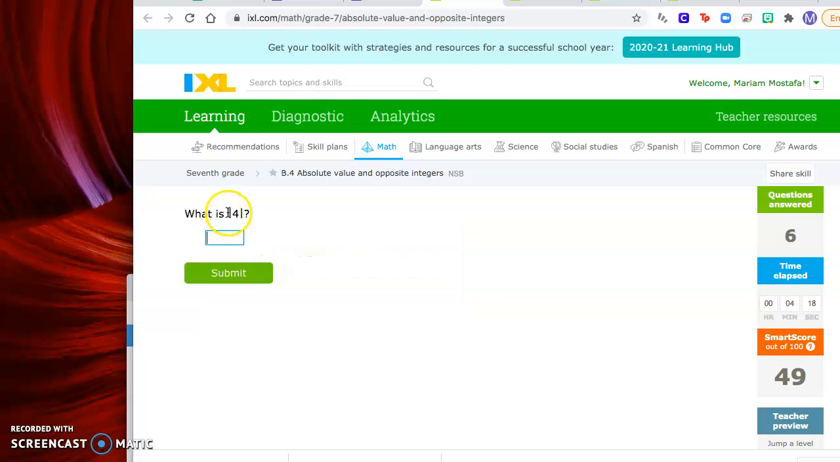Okay, and just to remind you guys, if you still need it, these bar signs, these straight vertical lines, stand for absolute value. So the absolute value of 4, how far is 4 away from 0, would just be positive 4.